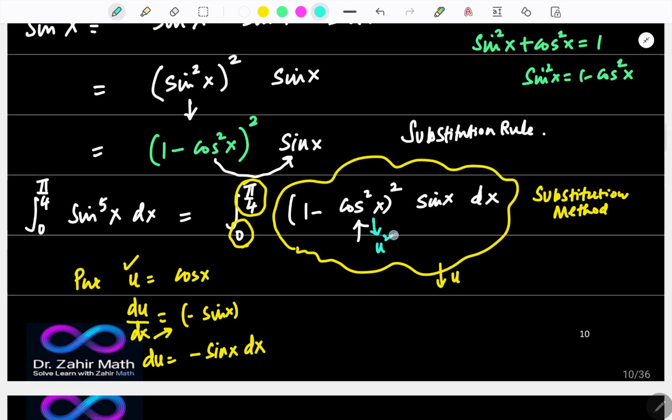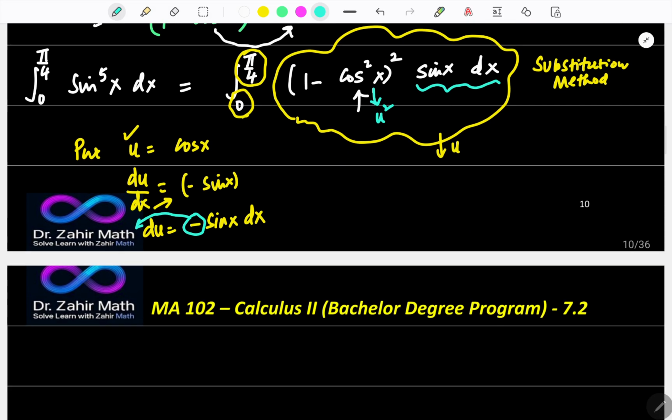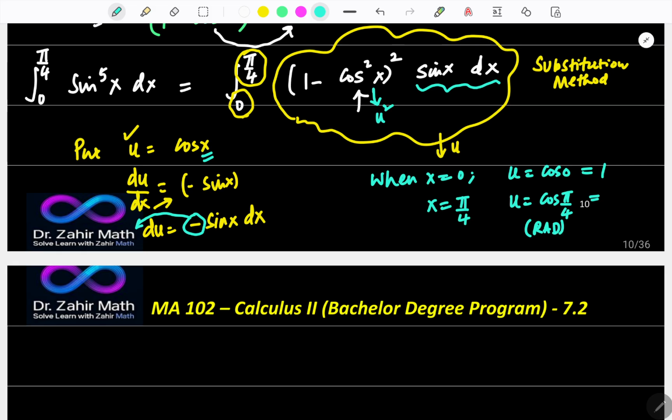Right. So what I'm going to do, look here. This one I can put it as u square. Right. And then the whole square it will come. Right. And this one sine x dx, I'm going to put it as what? Minus du. Right. Because this minus I will take it to this side. So what happens to my things, and I will check the limits also. When x is equal to 0, what is my value of u? Cosine 0 is what? 1, right? You can check in the calculator. When x is equal to pi by 4, u is equal to cosine pi by 4. So cosine pi by 4 is what? You can put in the calculator in the radian mode. Keep in your mind radian mode. So you will get square root of 2 by 2.